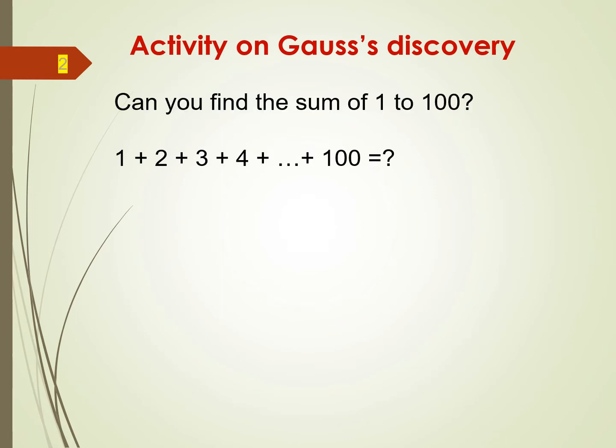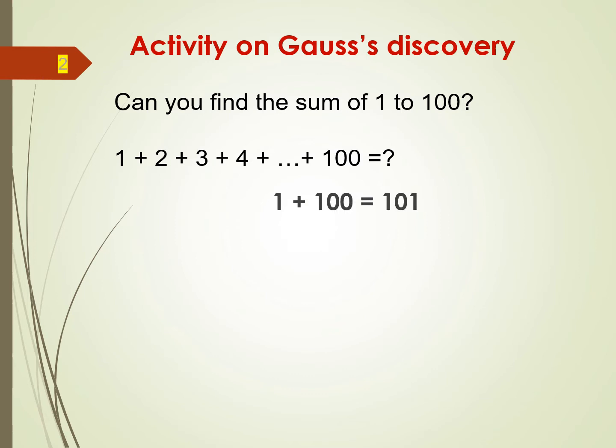When Gauss was just 10 years old, his teacher asked the whole class to find the sum of 1 to 100. The teacher thought this would keep the students engaged for some time. But Gauss, within a few minutes, found the sum of 1 to 100. He had his own way of finding it. The teacher thought they would have to calculate 1 plus 2 plus 3 mechanically. But he got an ingenious method.